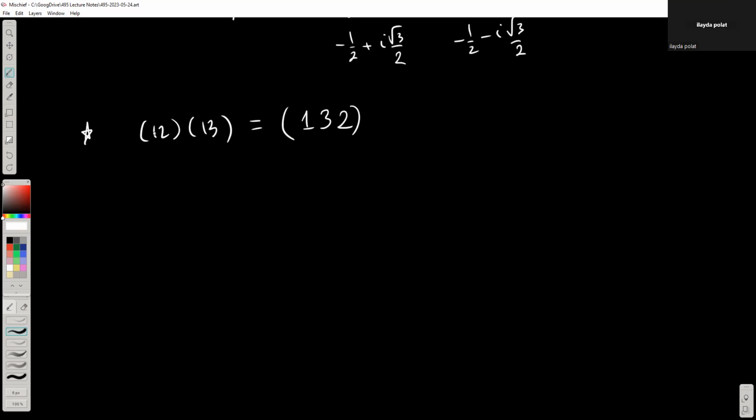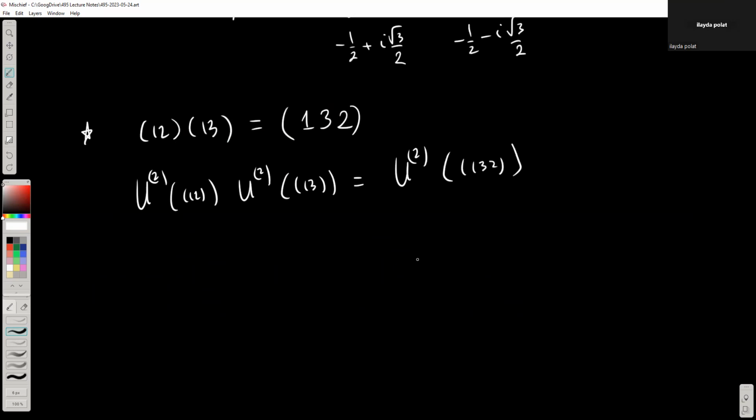Okay. So these are in class C2. These are in whatever. So we know that U2 of (1, 2) multiplied with U2 of (1, 3) is equal to U2 of (1, 3, 2), because this is a representation.